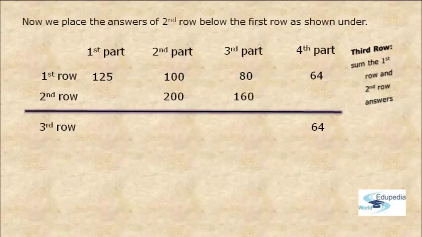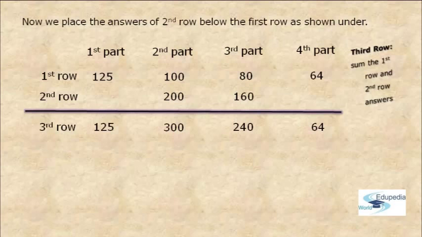Moving to the third part, here we have two numbers, one is 80 and the other is 160. By adding these two, we will get 240 as the answer. Moving to the second part, we have two numbers, that is 100 and 200. By adding these two, we will get 300 as the answer. And finally, moving to the first part, here we don't have any other numbers to add up. So therefore we have to write the number 125 as it is in the answer.